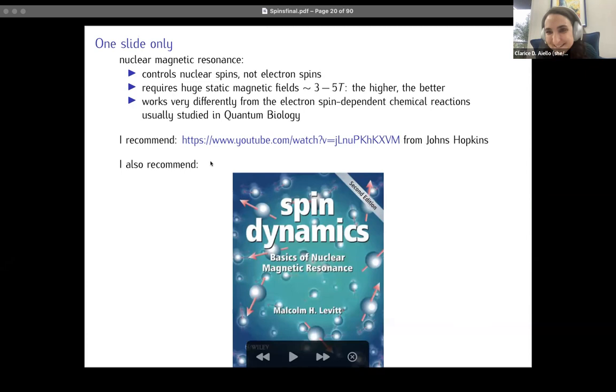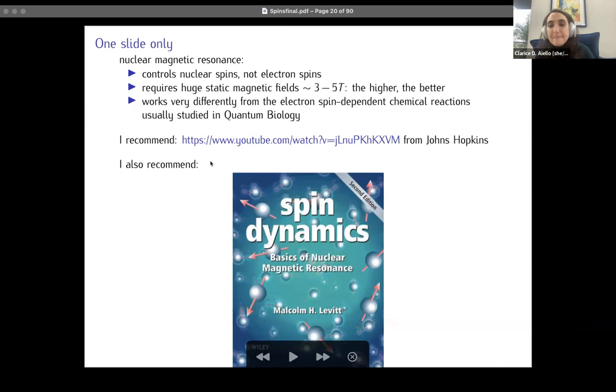Because we're talking about nuclear spins that don't talk a lot with magnetic fields, nuclear magnetic resonance requires huge static magnetic fields on the order of 3 to 5 Tesla. For comparison, the magnetic field of the Earth is about 50 microtesla. The magnetic field of your cell phone, when you put your cell phone like this, is about 1 millitesla. So inside a magnetic resonance imager, you have 3 to 5 Tesla. That's huge. And for nuclear magnetic resonance, the higher the field, the better it is.